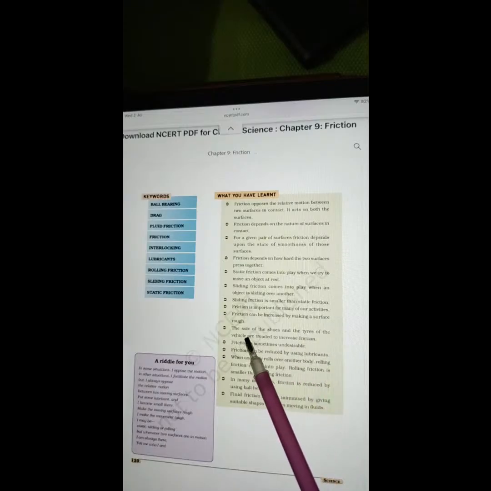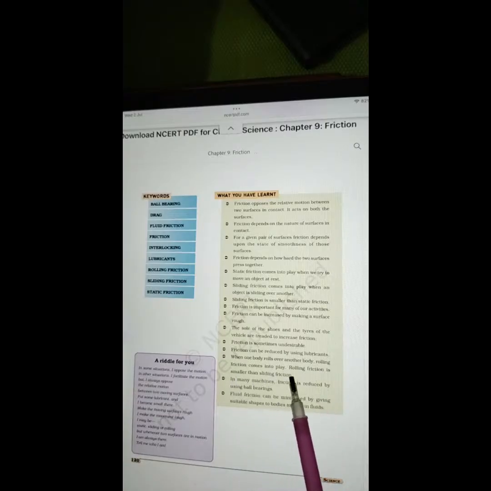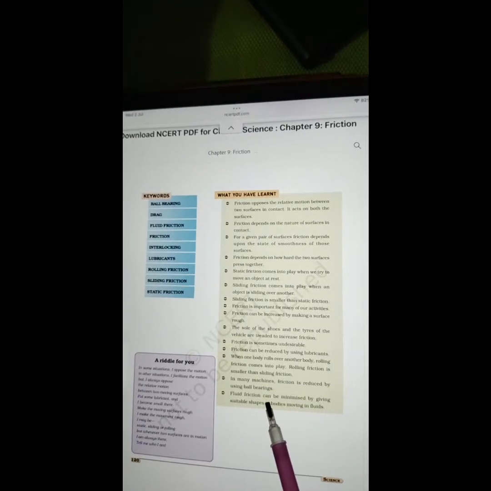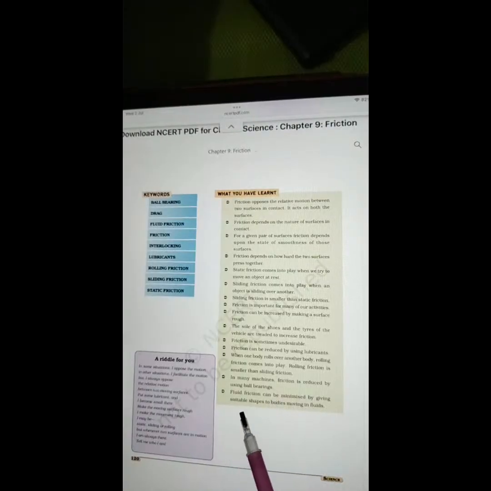Friction is important for many of our activities. Friction can be increased by making a surface rough. The soles of the shoes and the tires of the vehicle are treaded to increase friction. Friction is sometimes undesirable. Friction can be reduced by using lubricants. When one body rolls over another body, rolling friction comes into play. Rolling friction is smaller than sliding friction. In many machines, friction is reduced by using ball bearings. Fluid friction can be minimized by giving suitable shapes to bodies moving in fluids.